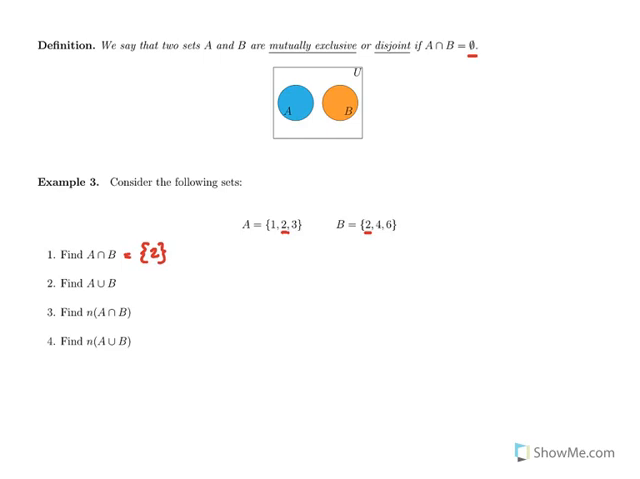When we do the union, it's like we're just taking both sets and mashing them together. However, since we don't want to repeat things, if it's in both sets, we're just going to write it once. This is going to be 1, 2, 3, 4, 6.